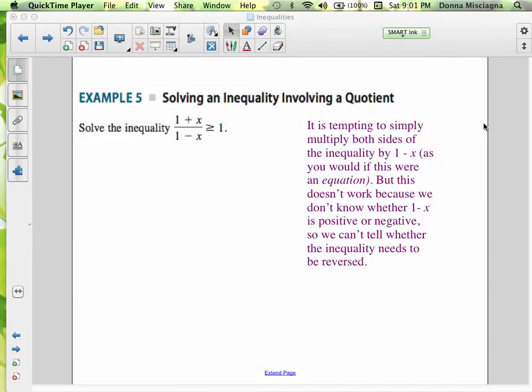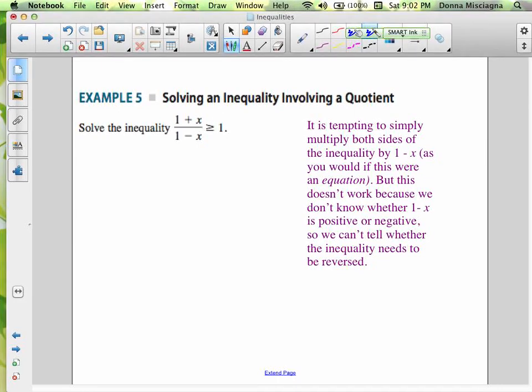Now let's solve some more nonlinear inequalities. Let's solve some inequalities involving a quotient. If this were an equation, with an equal sign instead of an inequality, you would solve it like this. Multiply both sides by 1 minus x. It would cancel out your denominator, and then you could solve 1 plus x equals 1 times 1 minus x.